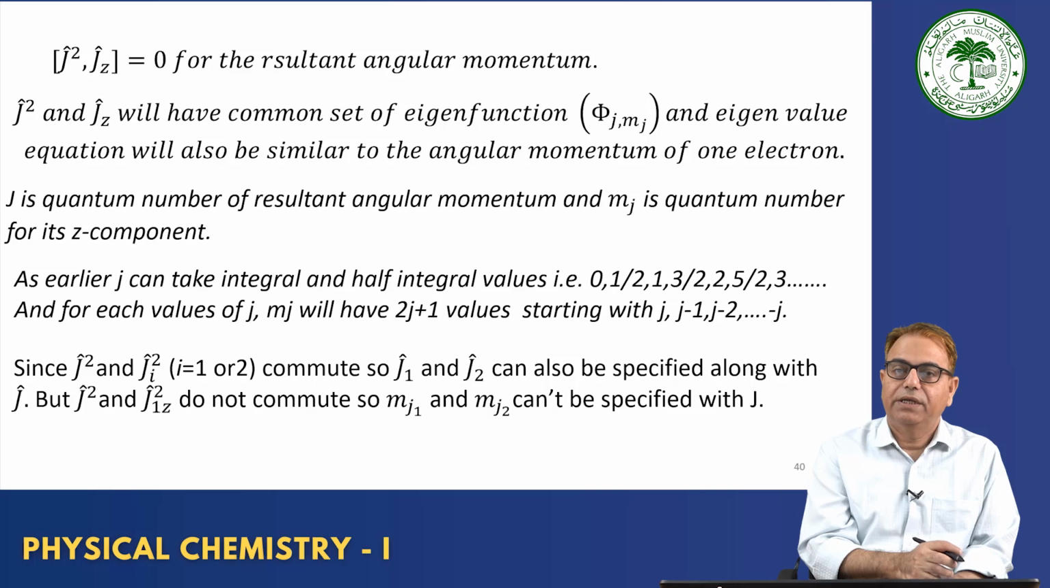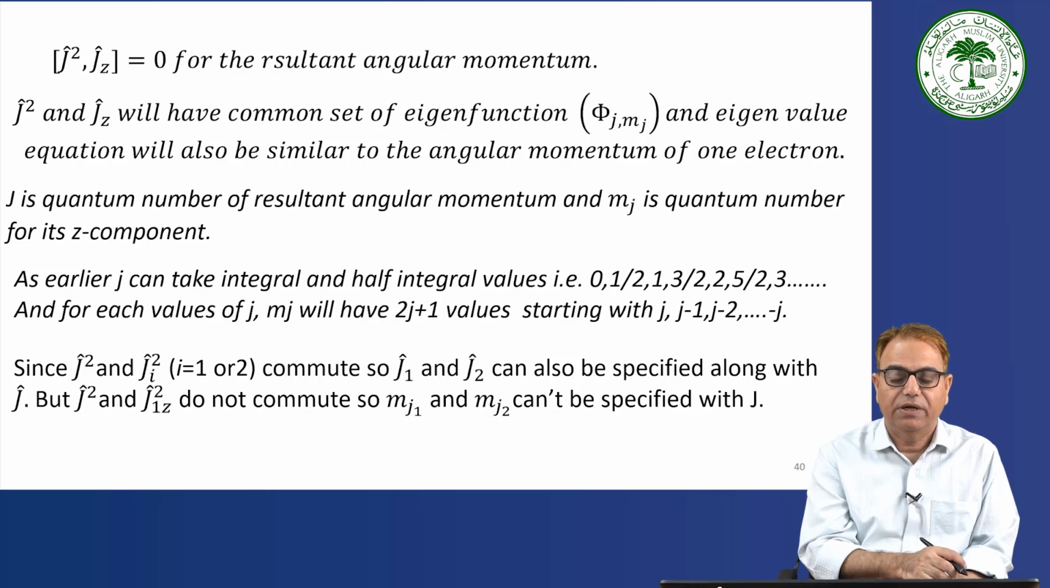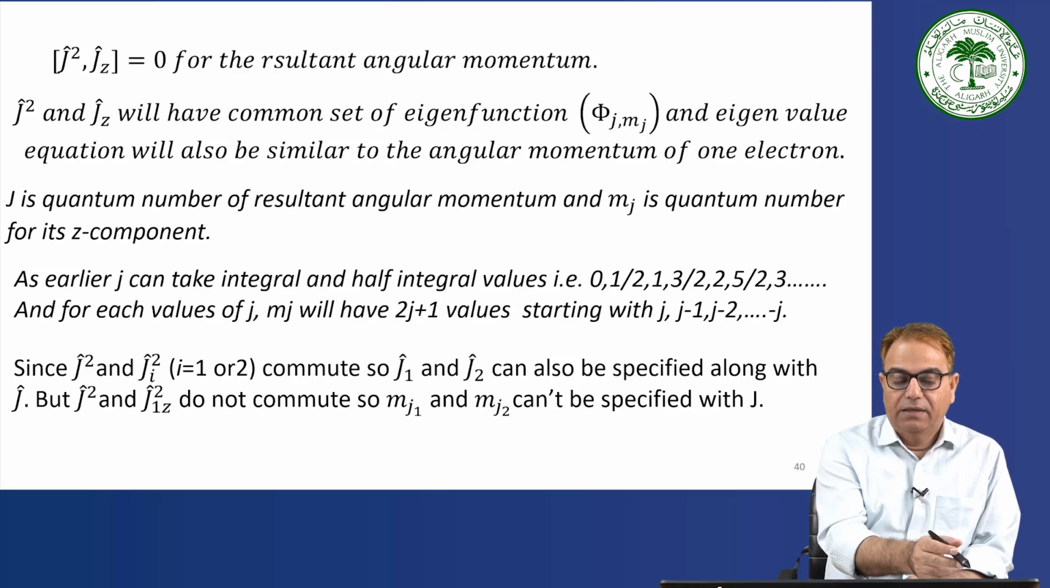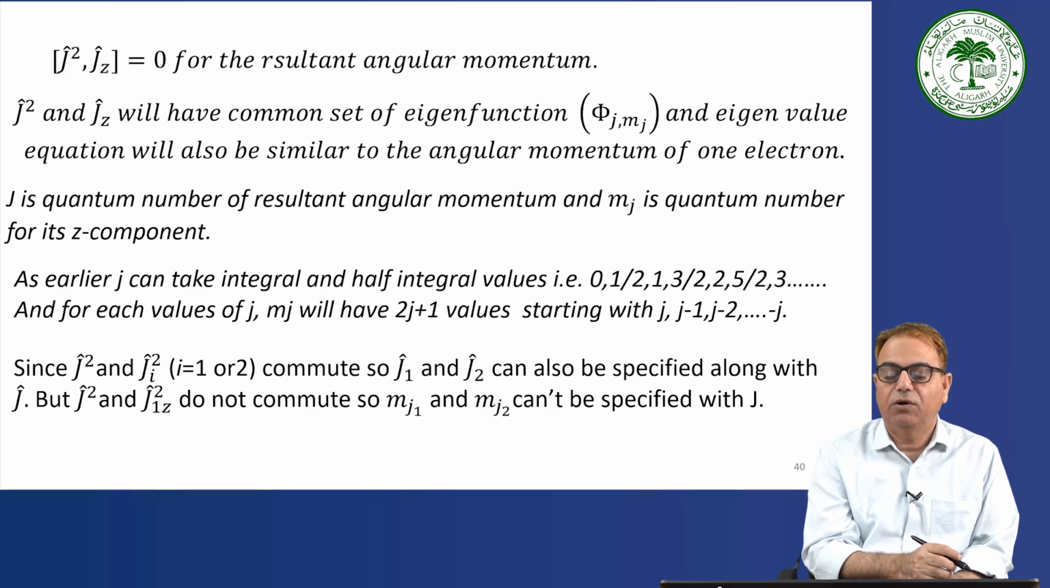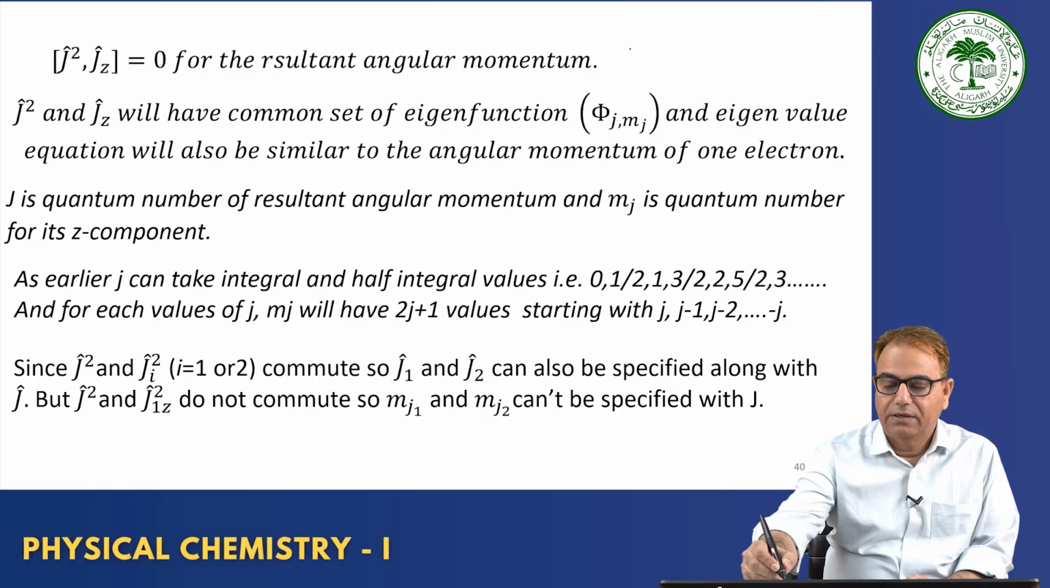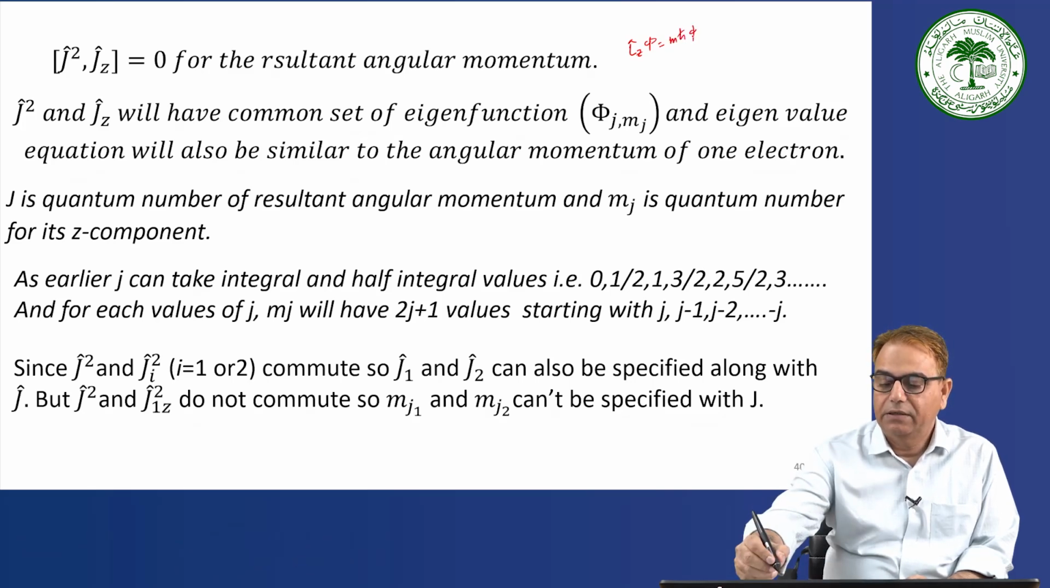So if it is so, then the eigenvalue equation which we have used in case of orbital angular momentum should be valid here also, and it is valid. J square and Jz will have a common set of eigenfunctions. You know, if two operators commute with each other, then they have common sets of eigenfunctions, and the eigenvalue equation will also be similar to the angular momentum of one electron. So the eigenvalue equation I have written on the previous slide was this one. Just for simplification, I am writing phi. This will be equal to m h cross phi.